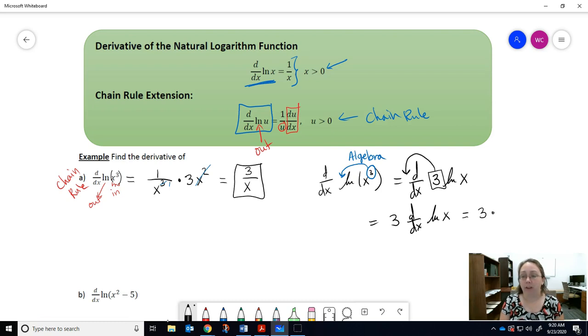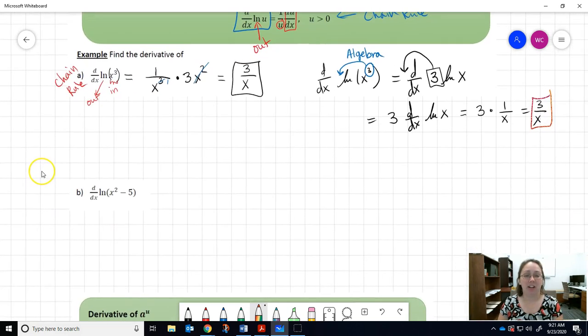The derivative of ln of x is 1 over x, and put them together. You get exactly the same thing you got the other way. Now, technically, you could have shortened this a little bit, but I wanted to show you all the steps. So hopefully, that's a good example for you. Let's try another one here.